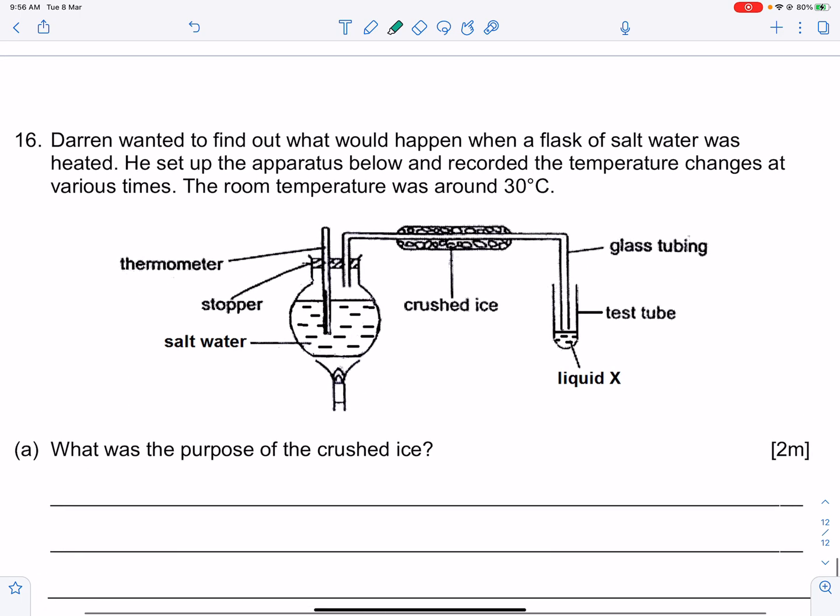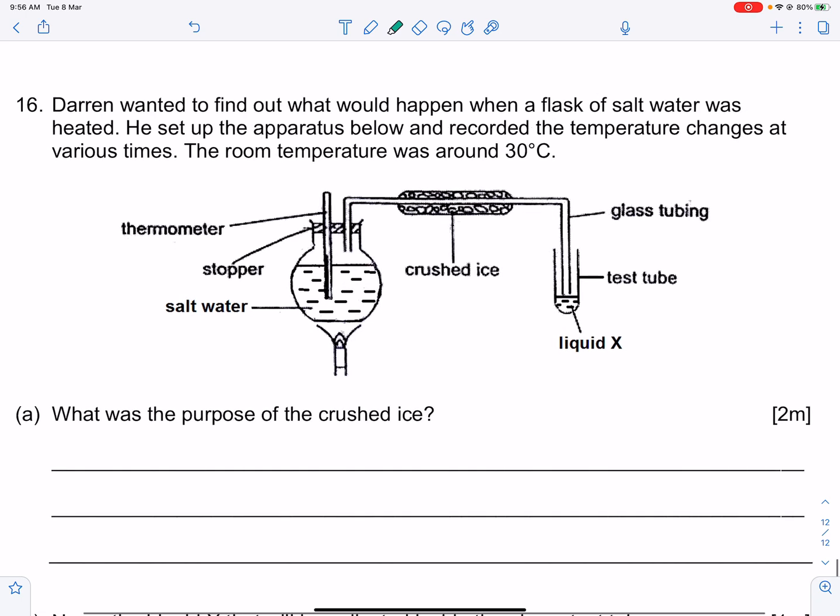Alright, next question. Darren wanted to find out what would happen when a flask of salt water was heated. He set up the apparatus below and recorded the temperature changes at various times. The room temperature was around 30 degrees. So, I guess it hints you a certain thing, right? So what is this question hinting you on with a lot of keywords?